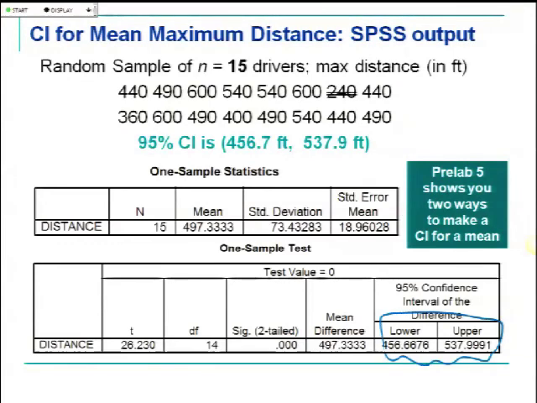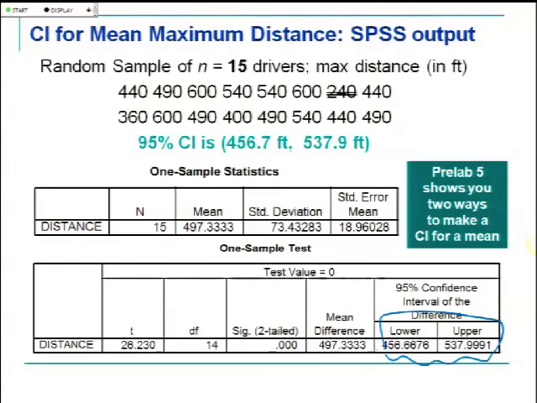Here was our confidence interval for the average maximum distance. Still had to interpret the interval and had to interpret the confidence level, as we did on that page 120. So confidence intervals allow us to get a range of values that would be reasonable for the true mean. Anything from 456 to 537 is reasonable. I would have to accept those values.